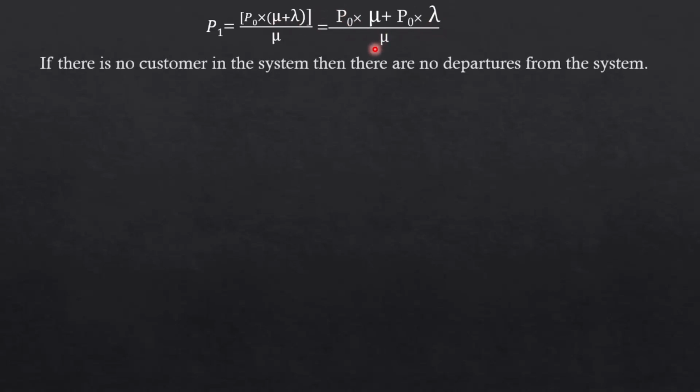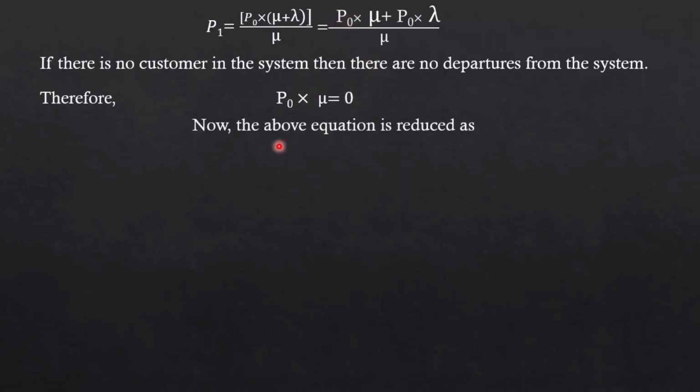Now as we can see here, if there is no customer in the system, then there is no departure from the system. This means that if there are 0 customers in the system, then the departure, which is shown by p0 into mu, is 0. So the value of p0 into mu will be 0 in this equation, and our equation will further reduce to p1 equals lambda by mu into p0.